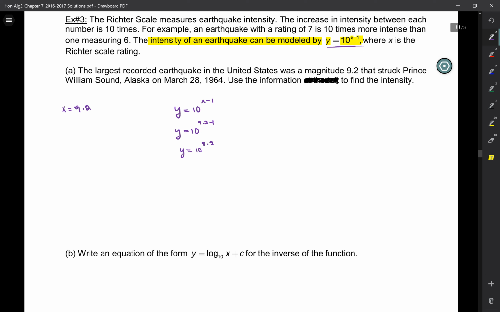Which is how much? Does anybody want to plug that in the calculator for us? How much? 158 million, 489,319.2. That's the one. So that's the intensity. How is that measured? What units is it? This is find the intensity. It's not joules. I'll get back to you.